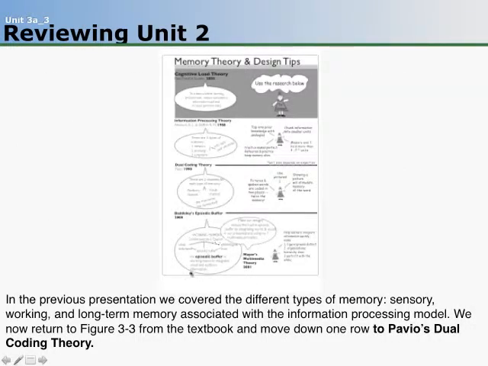In the previous presentation, we covered different types of memory: sensory, working, and long-term memory, and those were all associated with the information processing theory. So now we're going to move one row down on the worksheet and look at Paivio's dual coding theory.